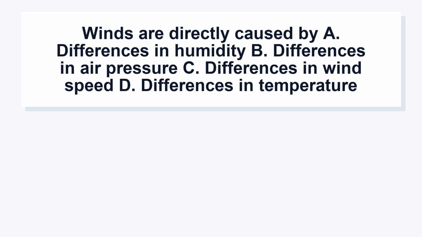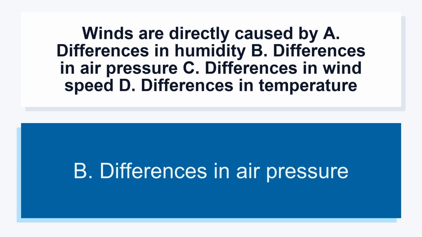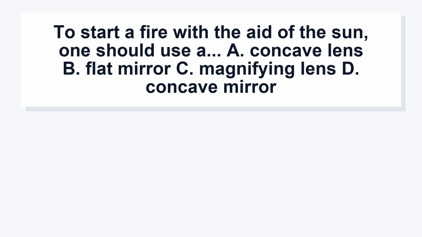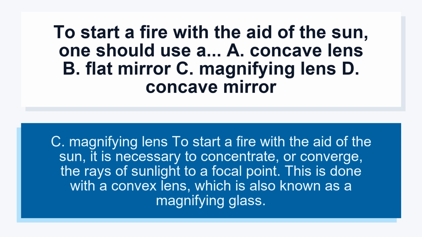Winds are directly caused by A. Differences in humidity. B. Differences in air pressure. C. Differences in wind speed. D. Differences in temperature. B. Differences in air pressure. To start a fire with the aid of the sun, one should use A. Concave lens, B. Flat mirror, C. Magnifying lens, D. Concave mirror. C. A magnifying lens. To start a fire with the aid of the sun, it is necessary to concentrate, or converge, the rays of sunlight to a focal point. This is done with a convex lens, which is also known as a magnifying glass.